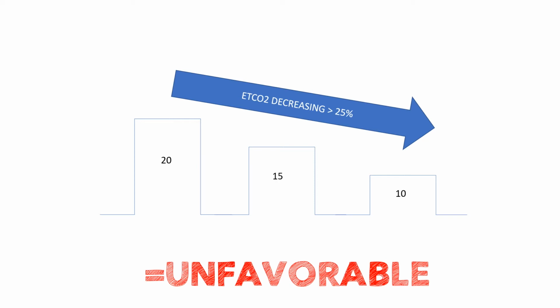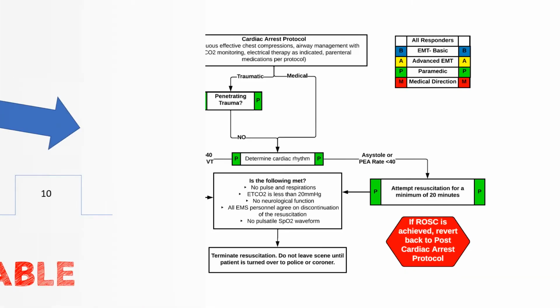Now, we understand that that's a possibility. And we wouldn't want to terminate someone because the end-tidal CO2 is dropping as a result of poor quality or low quality CPR. That's why we use multiple metrics to determine whether or not someone will survive.